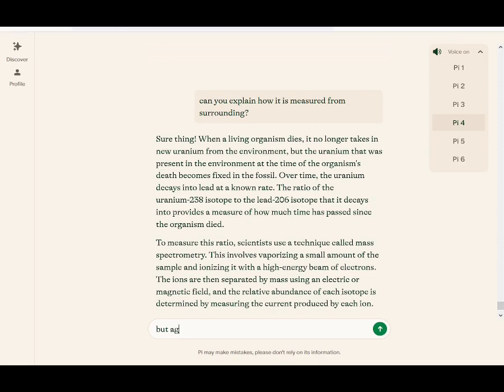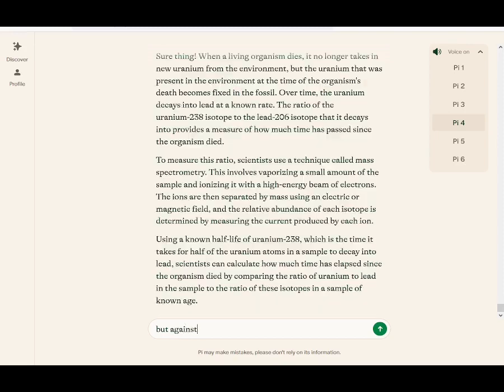Using a known half-life of uranium-238, which is the time it takes for half of the uranium atoms in a sample to decay into lead, scientists can calculate how much time has elapsed since the organism died by comparing the ratio of uranium to lead in the sample to the ratio of these isotopes in a sample of known age.